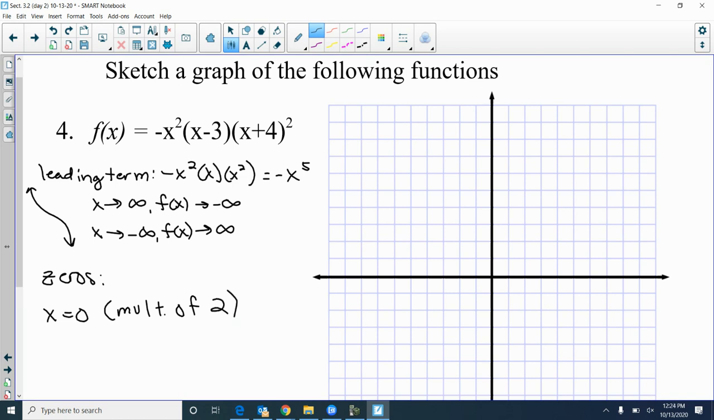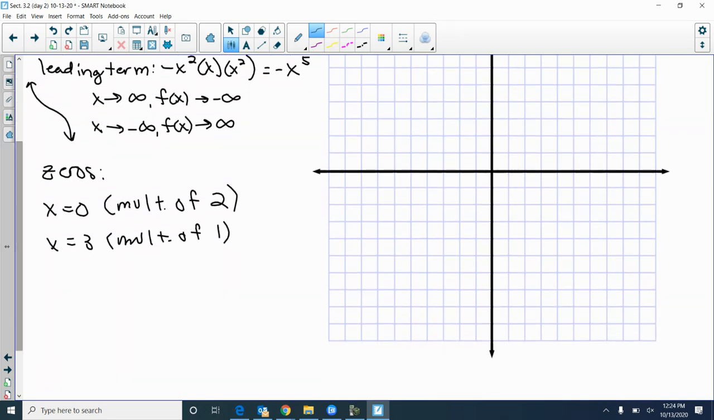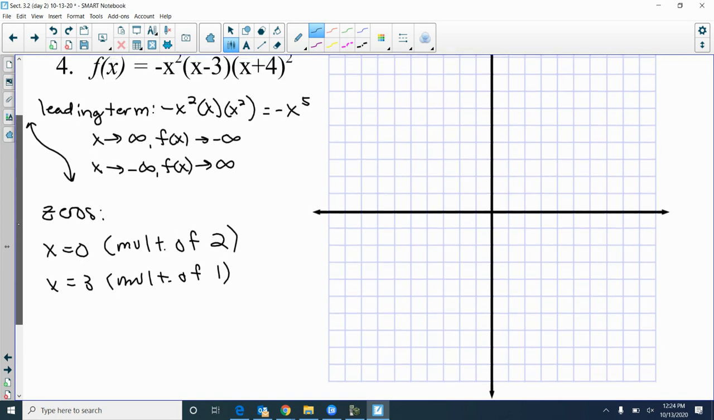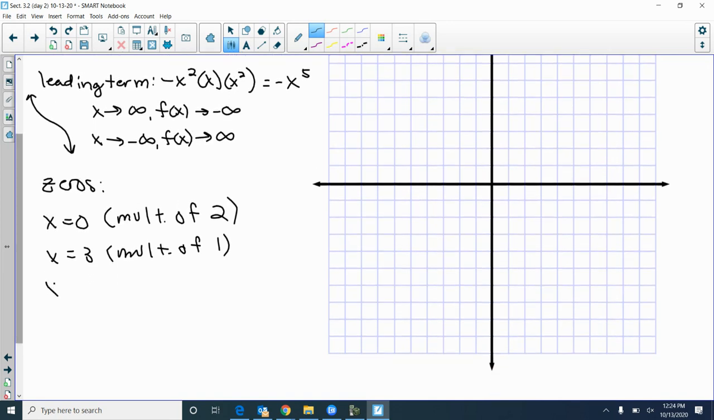And then x equals 3. That has a multiplicity of, what did we say, 1? And then the other one has a multiplicity of 2. X equals negative 4. So 2 of them will bounce, 1 of them will go straight through. All right, go ahead and graph those once you get everything done.